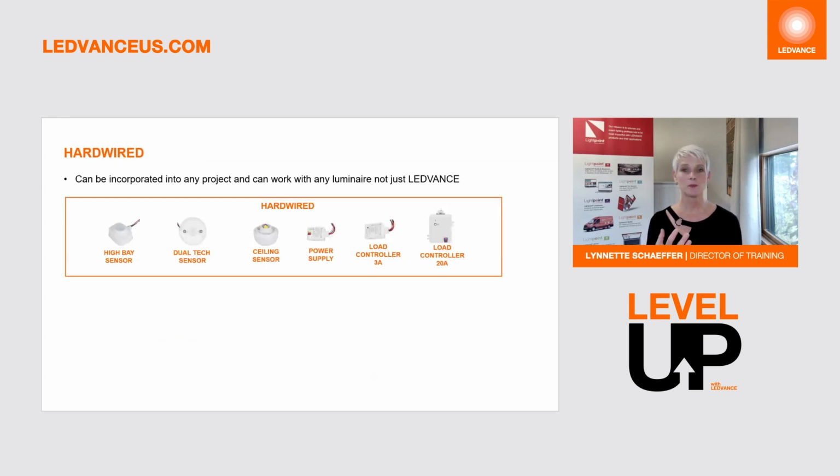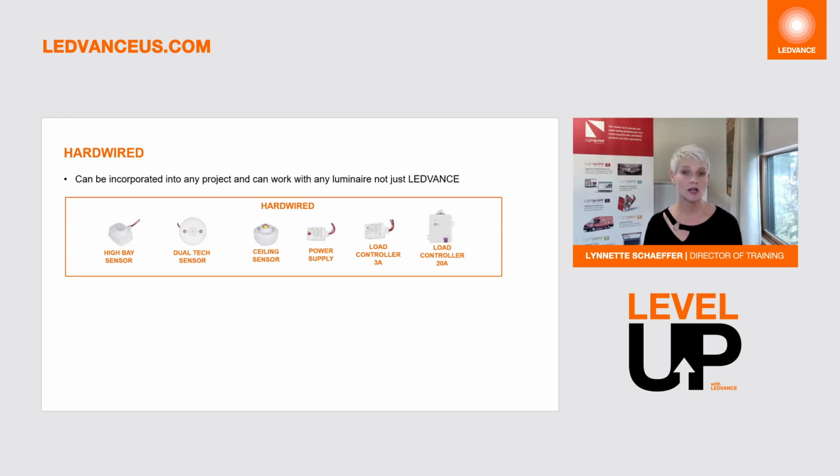Now that we've talked about plug and play and the embedded, what happens if you're not using those controls ready products or those embedded products and you want to use Link? Well, you can incorporate Link using any 0 to 10 volt dimming luminaire. It doesn't matter if it's ours or someone else's.